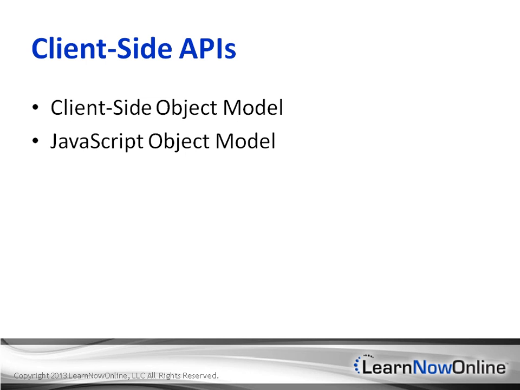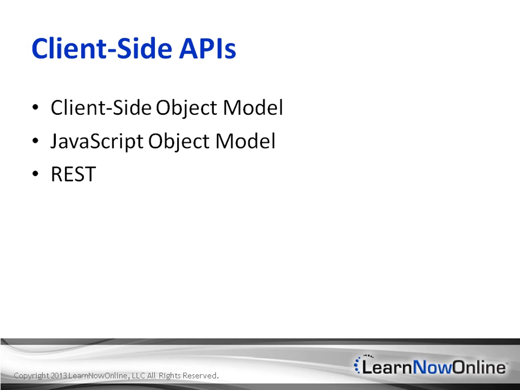The next is the JavaScript object model. The JavaScript object model can do all of the things that the client-side object model can do, plus it contains a number of other APIs that are used for user interface type things. For example, there is a dialog framework that is built into the JavaScript object model. There is also a thing called scripts on demand and various other aspects that are in the JavaScript object model that don't make sense in the client-side object model.